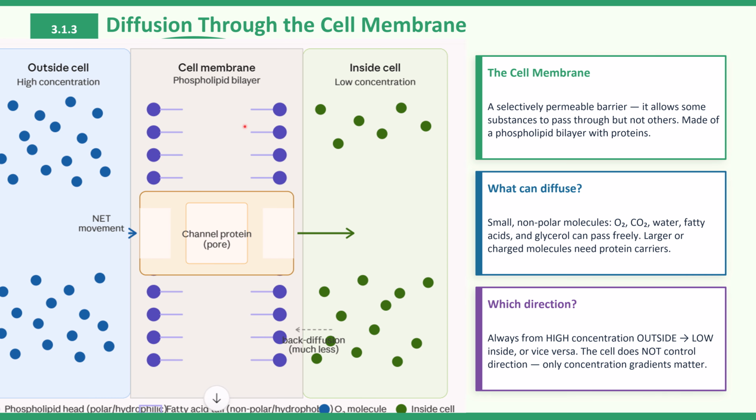Molecules naturally move from an area of high concentration, where they are crowded, to an area of low concentration, where there is more space. In our diagram, you can see a high concentration of blue molecules outside the cell. The net movement is towards the inside of the cell. While some back diffusion happens, the overwhelming flow follows the concentration gradient.